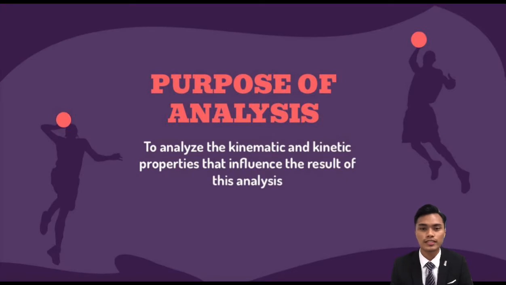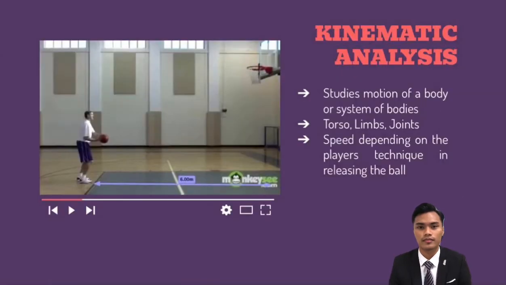Next, we move to the kinematic and kinetic analysis. The purpose of this analysis is to analyze the kinematic and kinetic properties that influence the result, and also to analyze the different range of motion between the preparatory, force production, and release phases during the free throw in basketball. Next is kinematic analysis. Kinematic analysis examines how the torso, limbs, and joints move when someone is moving.